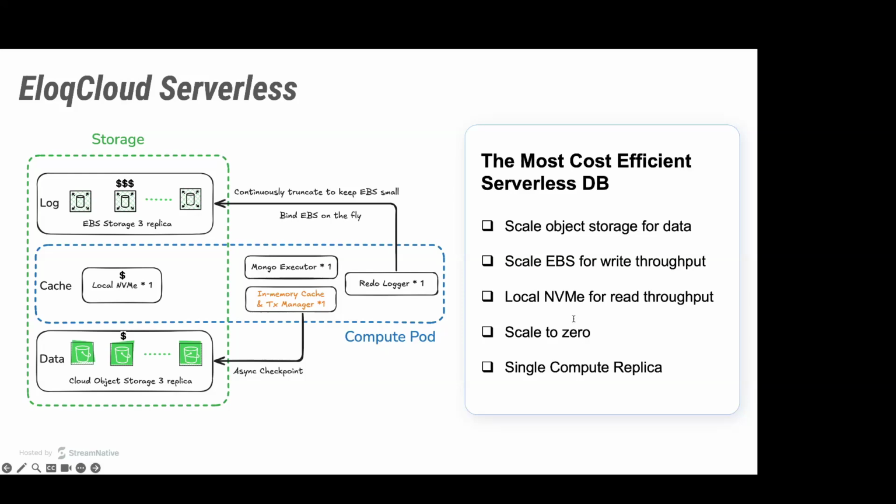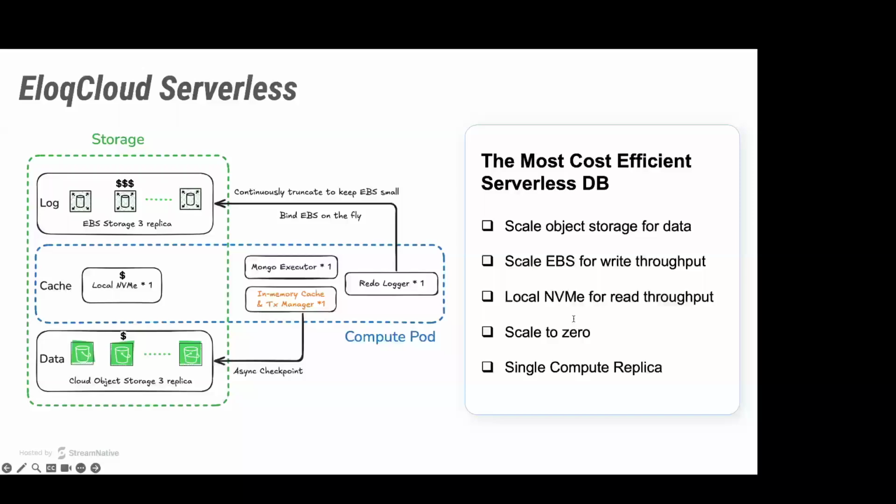To be specific, from the left graph, we can see three types of storage on cloud: EBS, local NVMe, and object storage. EBS is the most expensive. For example, EloqDoc uses EBS to store the redo log. Take GP3 as an example. Each GP3 EBS disk has 3000 IOPS, which often becomes a bottleneck for your write-heavy workload. EloqDoc can scale multiple GP3 disks, but with small size, let's say 10 GB each. This is the most cost-efficient way to scale your write throughput.